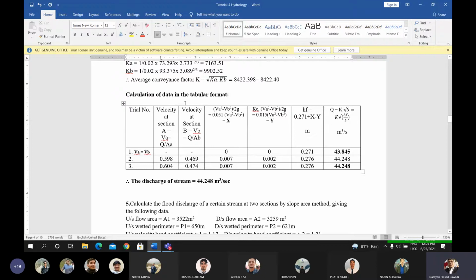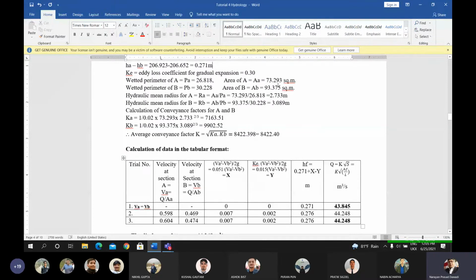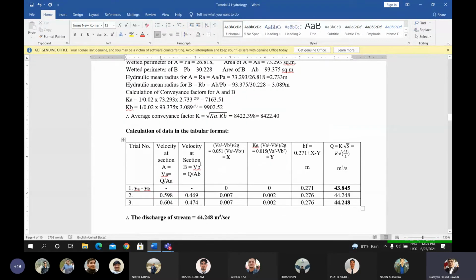Similarly, velocity for section B is this discharge 43.845 divided by the sectional area of B, 93.375. Then you will get the velocity of B as 0.469 meter per second. Now put the values of VA and VB for this X. You will get the value of 0.007.